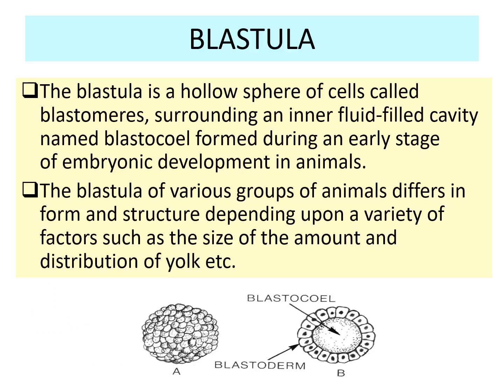Blastula is a hollow sphere of cells called blastomeres surrounding an inner fluid-filled cavity called blastocoel, formed during the early stage of embryonic development in animals. The blastula of various groups of animals differs in form and structure depending upon a variety of factors such as size and amount of distribution of yolk.